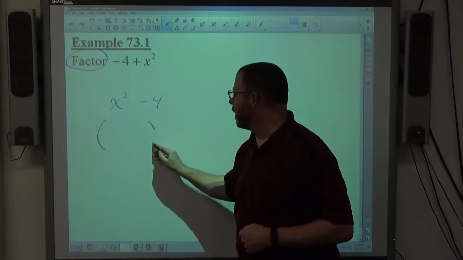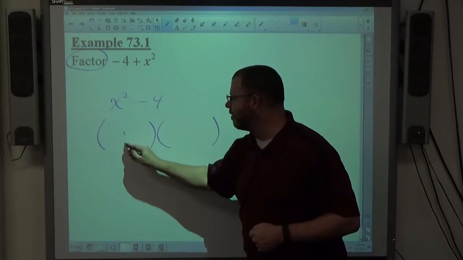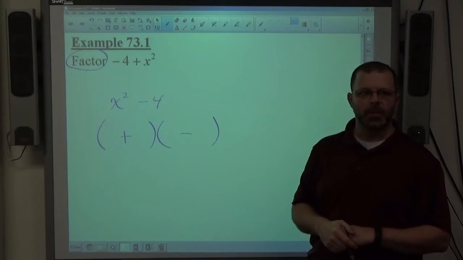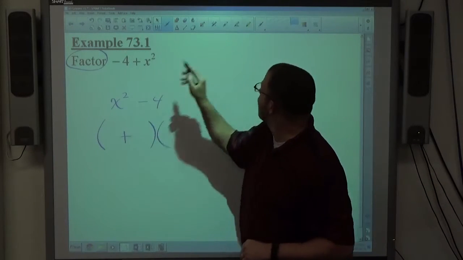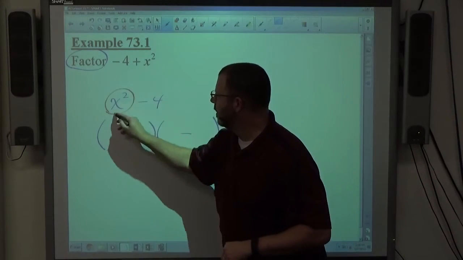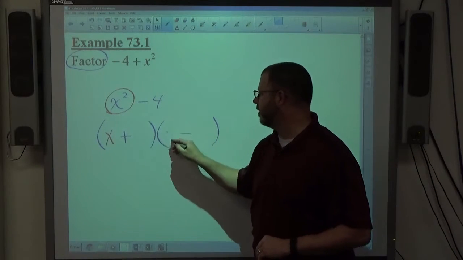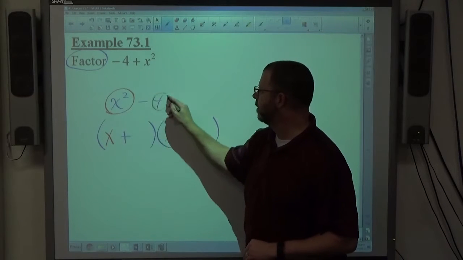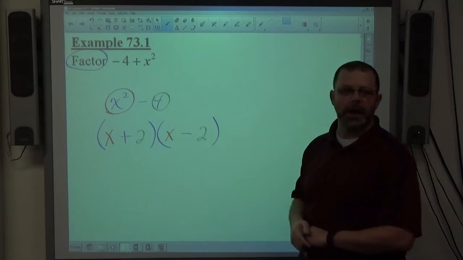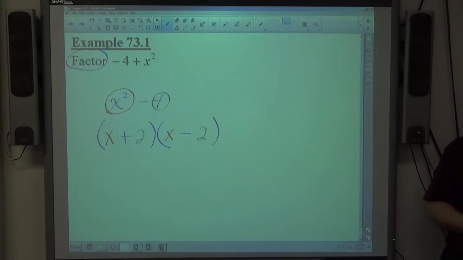So then I simply have to write the factored form. One sum, one difference. And what's in front is x squared. What times itself makes x squared? X. So x times x goes in front. What times itself makes 4? 2 and 2. So 2 times 2 goes in the back. And there's your factored form. Recognize the structure, factor it immediately, and you're done.